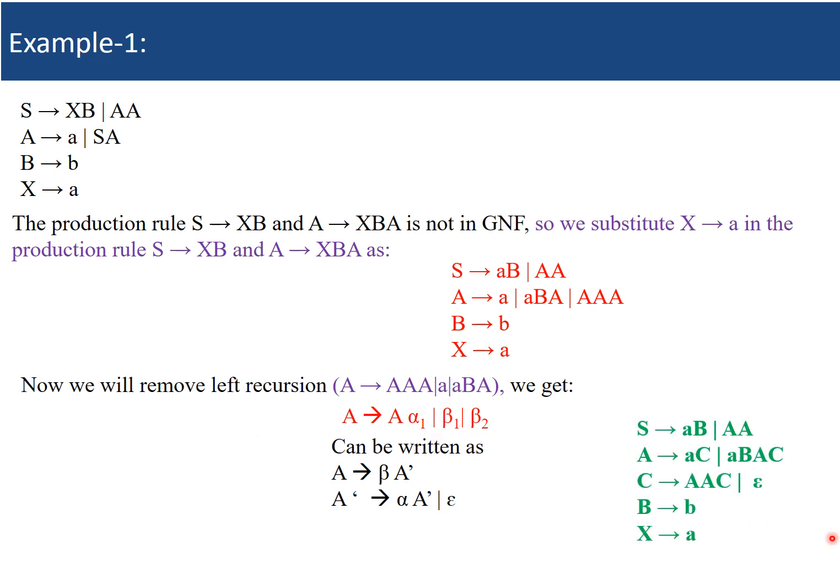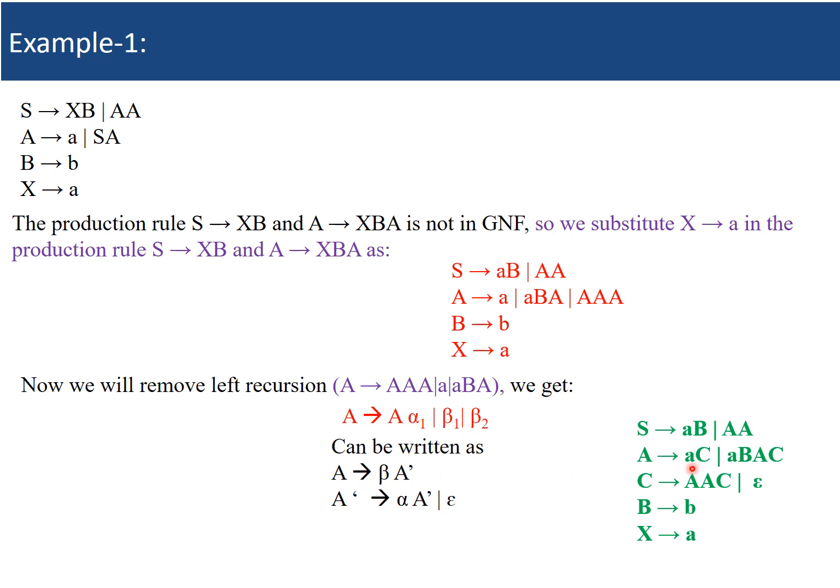S does not have a left recursion, so retain it as it is. Only the A production has a left recursion. Here beta 1 is a. So instead of introducing A dash, I introduce C. That is left to you; you can give any name for this A dash. You need not give the same name as in the starting symbol.